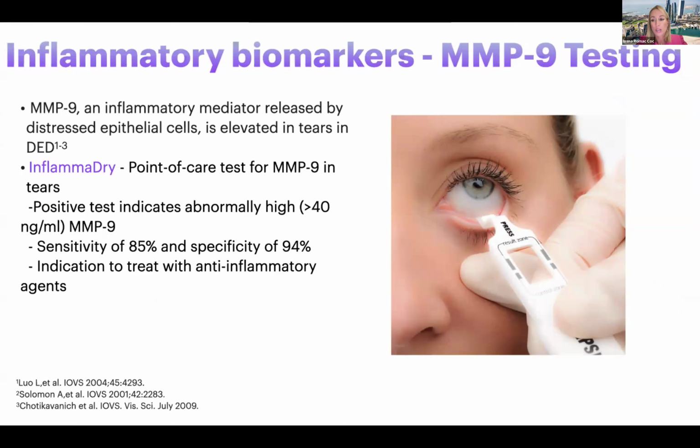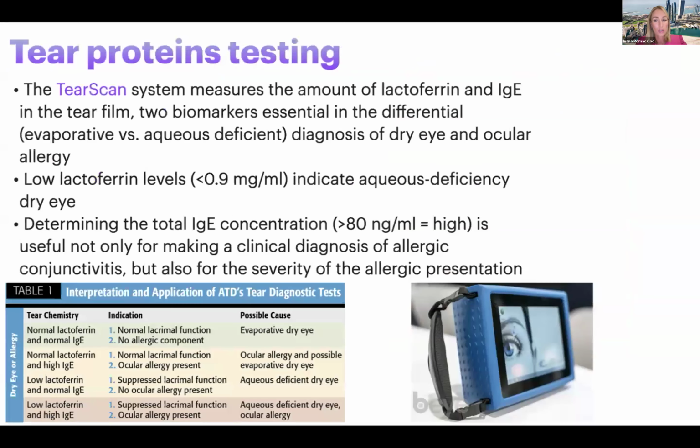It's a point of care test that measures the level of MMP9. And the positive test means that we have abnormally high MMP9 levels. So that means about 40 nanograms per milliliter. And it's very helpful because it can tell us when to start treatment with anti-inflammatory medications.